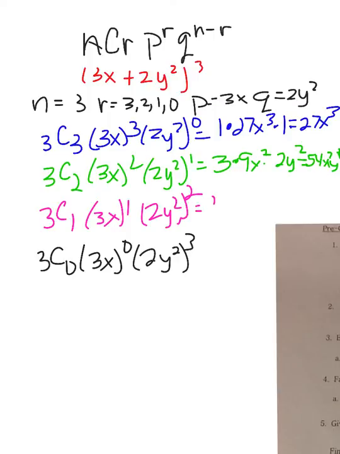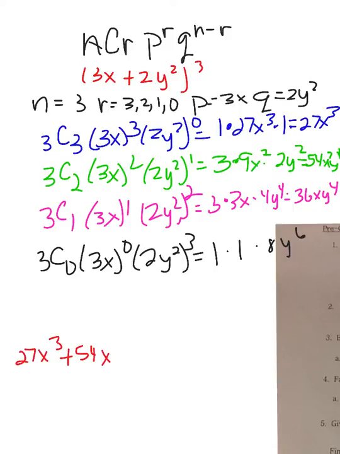3C1 is 3. 3x to the first is 3x. 2y squared is 4y to the fourth. So 3 times 3 is 9 times 4 is 36xy to the fourth. And the last one, 3C0 is 1. 3x to the 0 is 1. 2y squared to the third is 8y to the sixth. Alright, so my final answer is going to be 27x to the third plus 54x squared y squared plus 36xy to the fourth plus 8y to the sixth, because this was 8y to the sixth here. Okay, so let's take a look at 4.